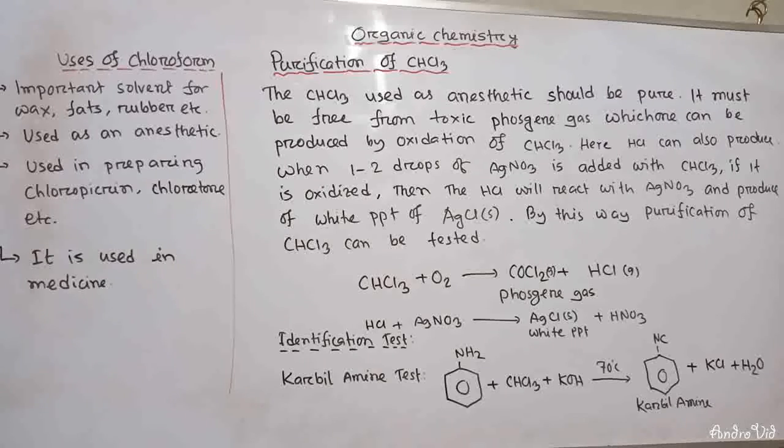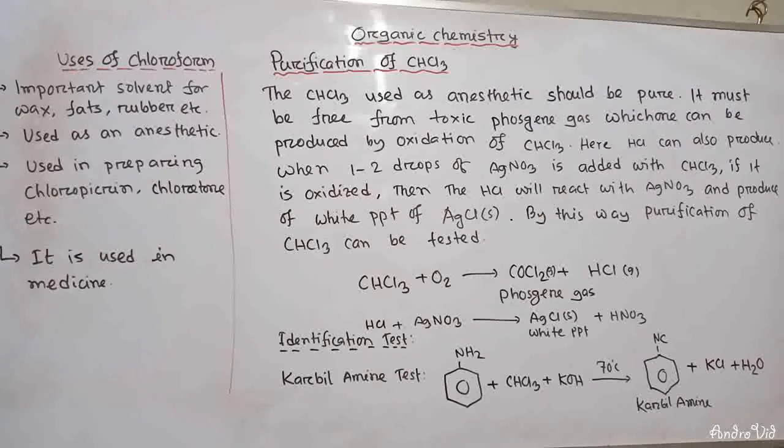So this is a very important reaction. At the same time, phosgene gas is a very toxic gas. If chloroform is in an oxidized state, phosgene gas must be present. As it is toxic, it is very harmful to you all.